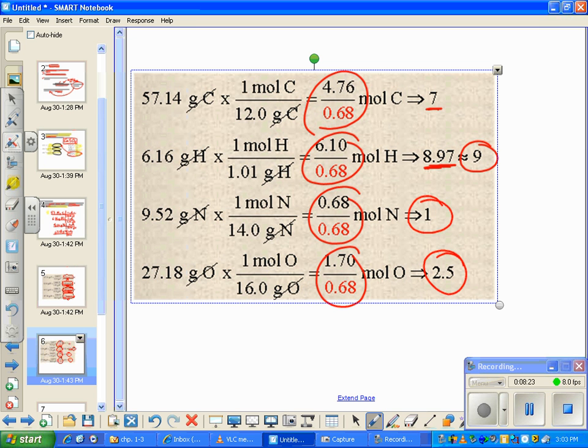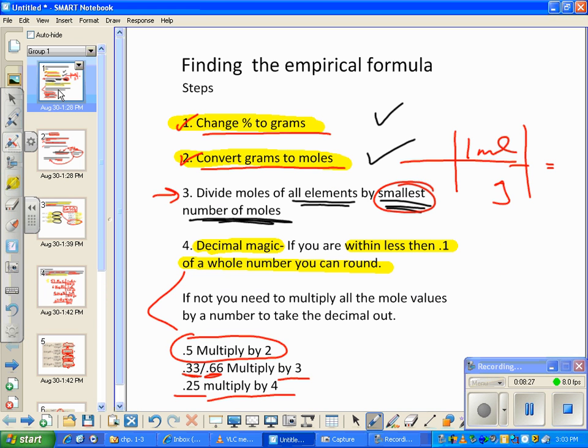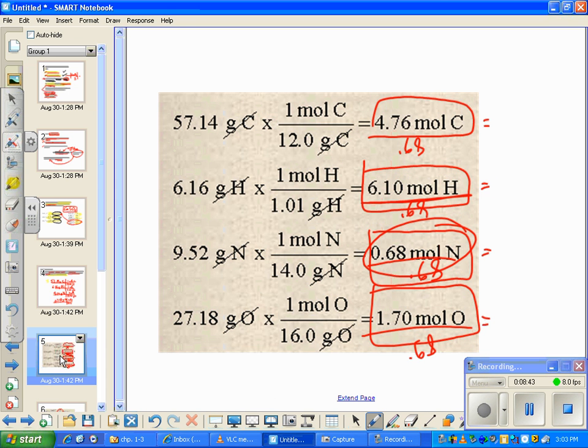I cannot round because it's larger than a tenth. If you remember the rules when I introduced this to you, the rule is you can only round if you're within a tenth of a whole number. So then we have to use decimal magic. If you come down here, I have a 0.5, which means I multiply by 2 to take the decimal out.